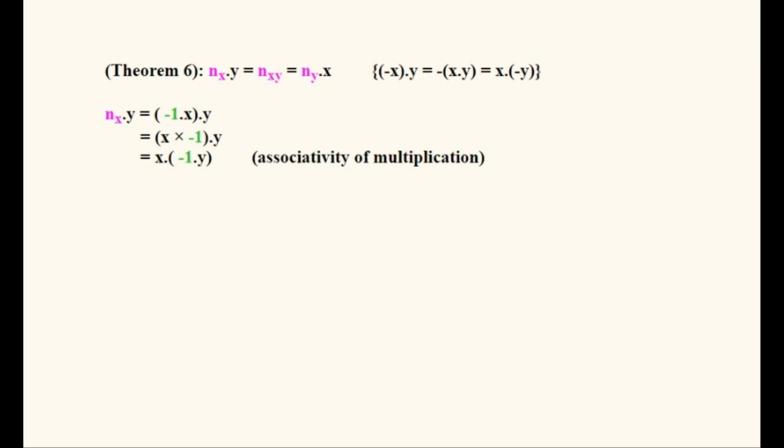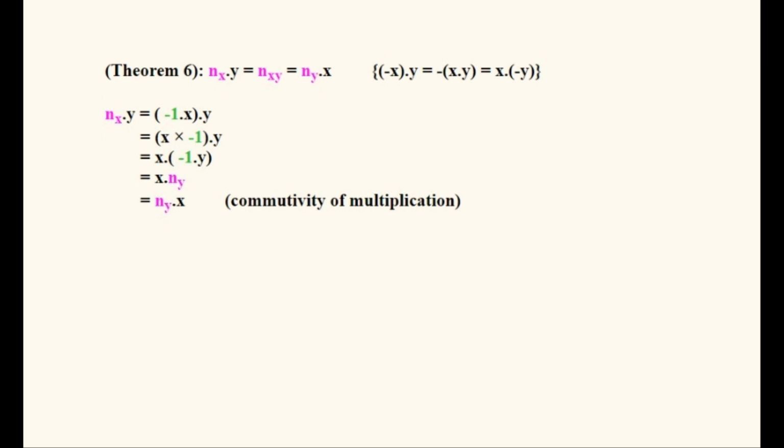Then we swap the brackets using the associativity of multiplication. Then we use this multiplication by minus 1 theorem a second time in this proof, so as to simplify the expression. Then we swap x and ny using this axiom to get them multiplied in the correct order for more precision. And so we've proven the first part of this theorem.